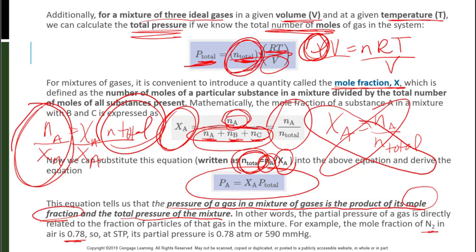If you think standard temperature and pressure, at standard pressure, that's 1 atm. So if X of A, the mole fraction, was 0.78, times that total pressure, which was 1 atmosphere, 0.78 times 1 is 0.78. And then if I wanted to convert it to millimeters of mercury, I would put 1 atm on the bottom and 760 on top to get that 590 millimeters of mercury.